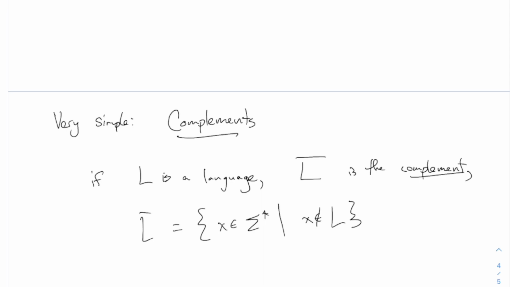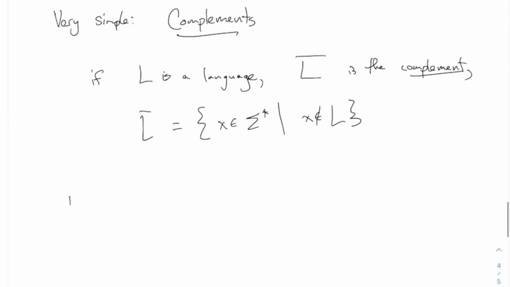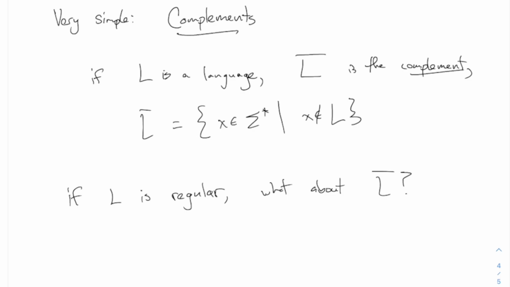All the things which are not in L, right? And the first of many questions that we're going to ask about regular languages in this kind of context is, if L is regular, then what about L bar? For example, if I have L is the set of all x such that x uses at most one B.